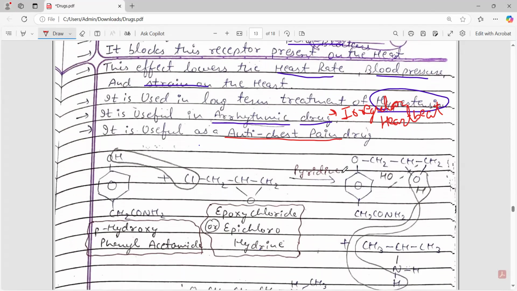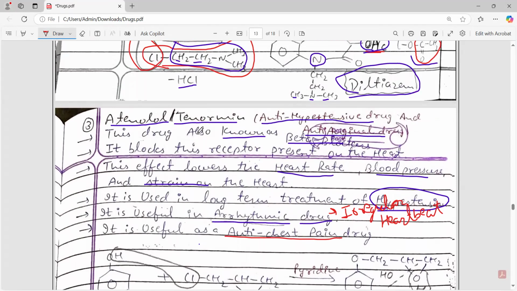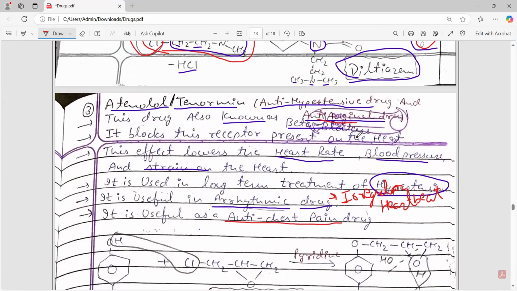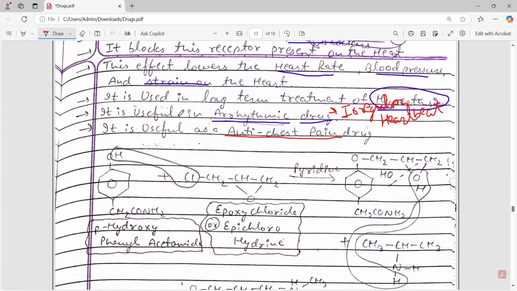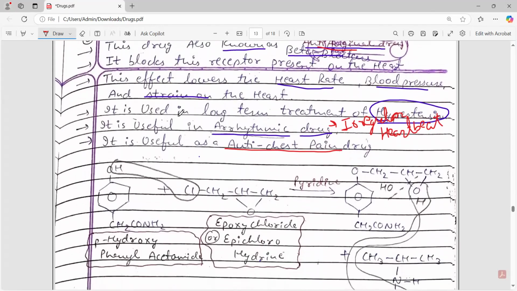For any drug you write in your exam, first of all you have to mention some key points, such as in which classification it belongs, like atenolol or tenormin. It is an antihypertensive drug, or we can say an anti-anginal drug. Then you have to write the mode of action. First of all, we discuss the synthesis of atenolol or tenormin.